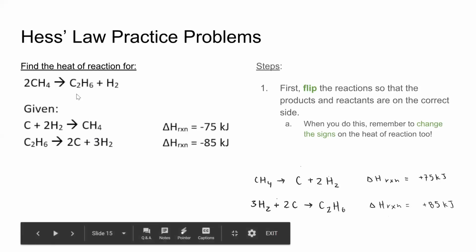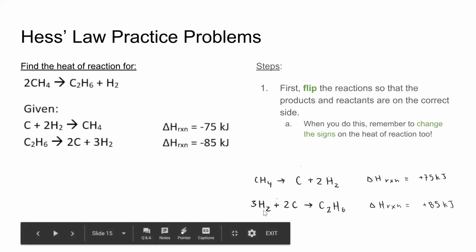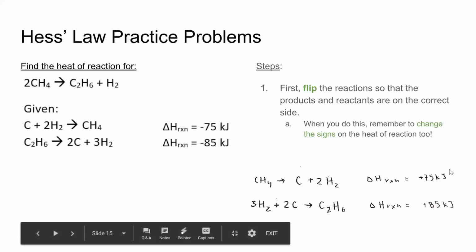Now we need C2H6 and hydrogen gas on the right side. So in this equation, it looks like C2H6 is on the left side. So we want it to match the same side of this equation. So we're also going to have to flip the bottom equation as well. So when you flip it, you should get something like this. And then you should also get the heat of reaction to be the opposite sign. So it used to be negative 85, but when we flip it, it's going to turn into positive 85.